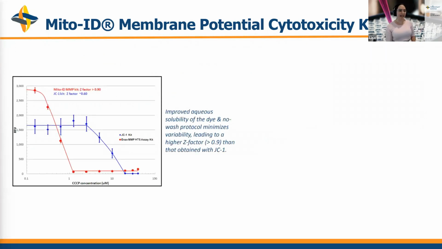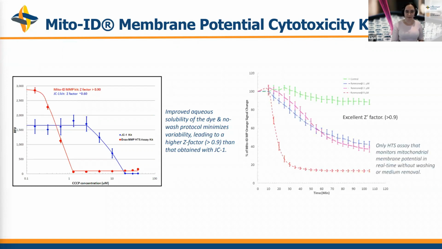And here we see some data comparing the JC-1 and the Mito-ID. Because of the increased sensitivity, I think the Mito-ID is about 10 times more sensitive. It's also improved aqueous solubility and no wash requirements. We have incredibly high Z factors compared to your JC-1. And because it is the only HTS assay that monitors membrane potential that doesn't require washing, it can be used in real time.